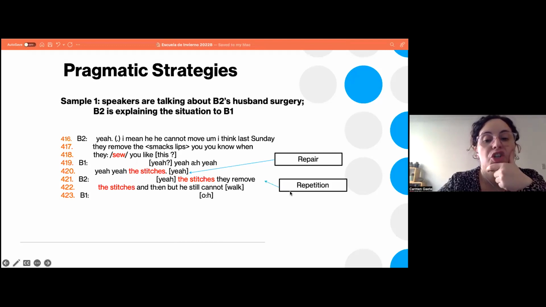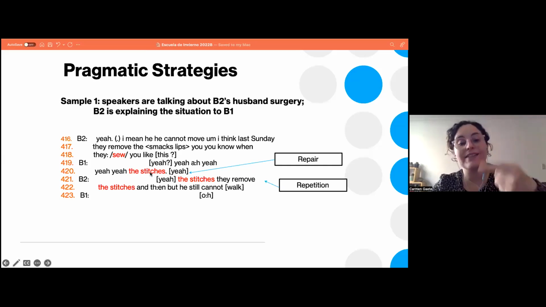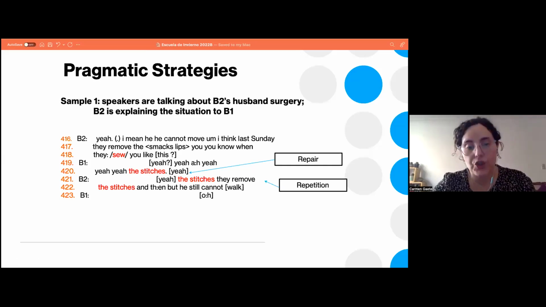That is another strategy called repetition. To be more precise, this is other repetition, because B2 is incorporating, thus accepting, the correction or the repair performed by B1. So she incorporates that and uses it in her discourse to enhance clarity and to complement the idea. So repair and repetition are very, very important strategies in non-native communication, right?